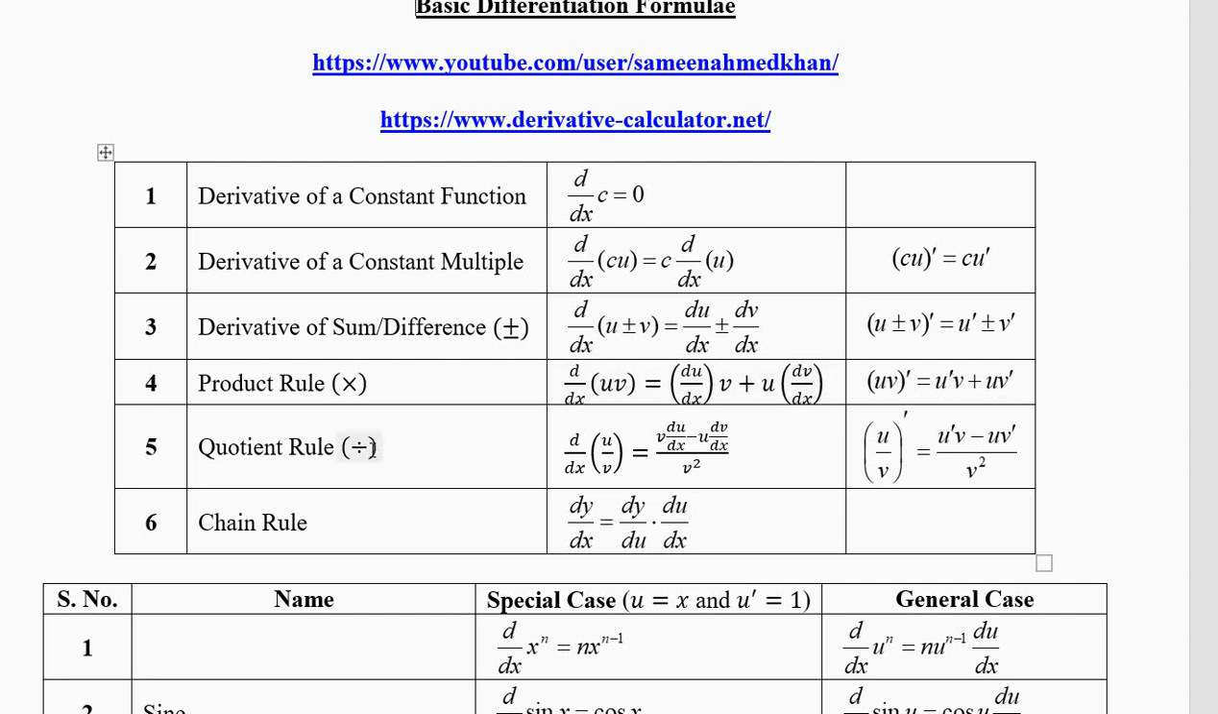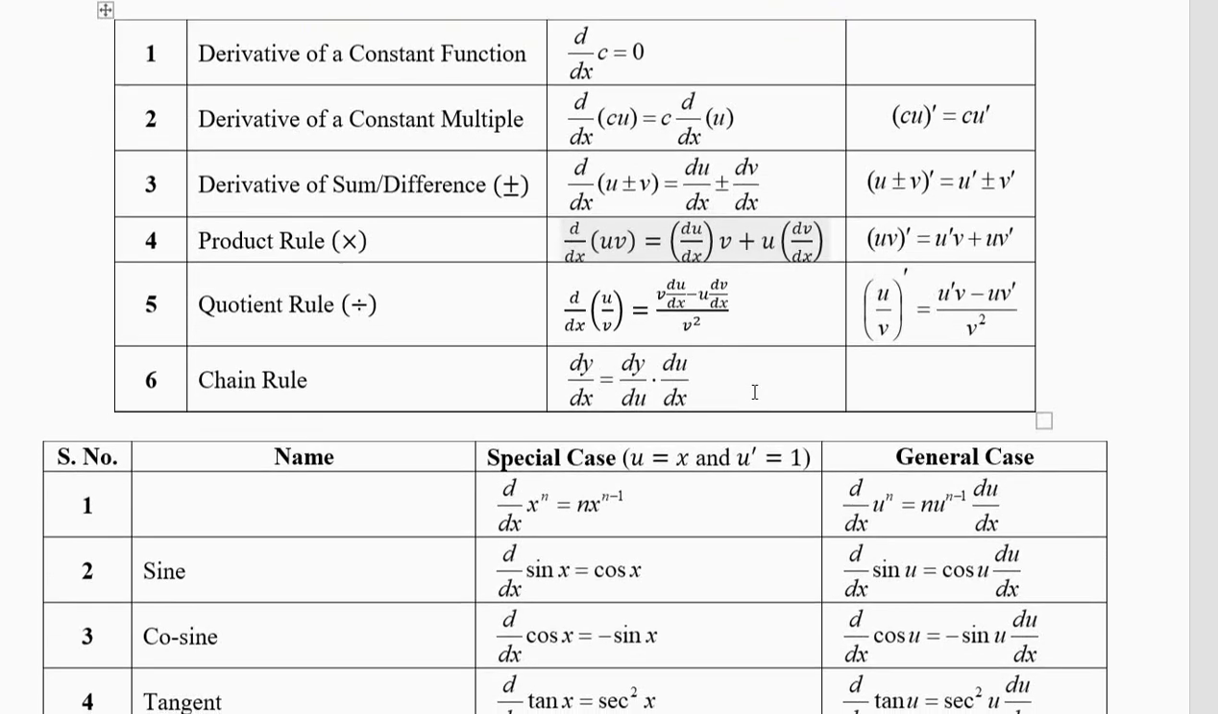Quotient means we are going to divide. Quotient of two functions is u divided by v, where u is in the numerator and v is in the denominator. So the rule is v into the derivative of u minus u into the derivative of v, whole divided by v square. When you are multiplying the two functions, the formula is shorter and there is a plus. When you are dividing, it is minus. So u by v whole prime is u prime v minus u v prime, whole divided by v square. Remember the minus and the division by v square.